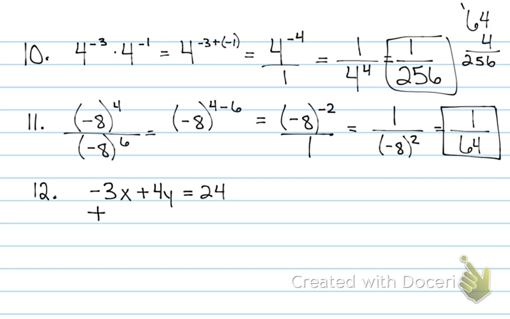Add 3x to 24. Yep, very good. Add 3x to both sides. That cancels it on the left side. That's what I want. 4y equals, what term comes first? Just tell me. 3x plus 24.